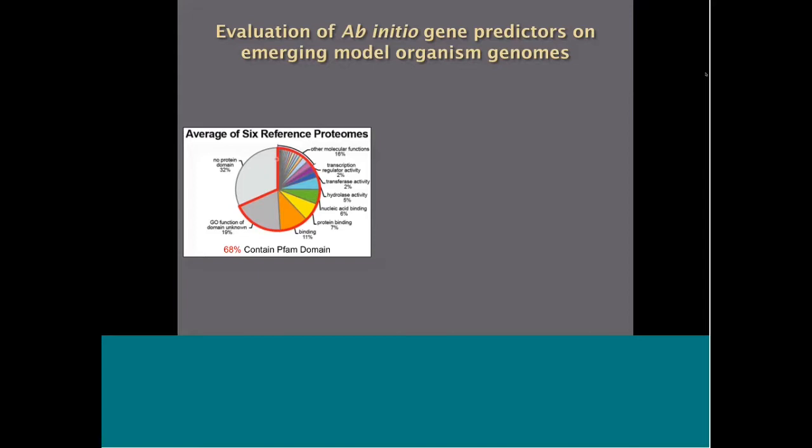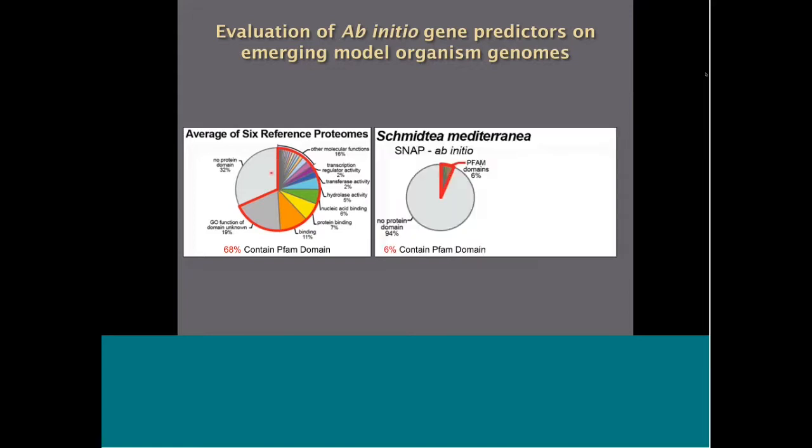So as you can see, this would represent essentially the upper bounds of what would be expected to find in a newly sequenced organism. If I then run the gene finder SNAP on the emerging model organism Schmidtea mediterranea, which is a free-living flatworm, using the limited amount of training data available and perform the exact same analysis, as you can see, only 6% of the genes contain at least one PFAM domain.